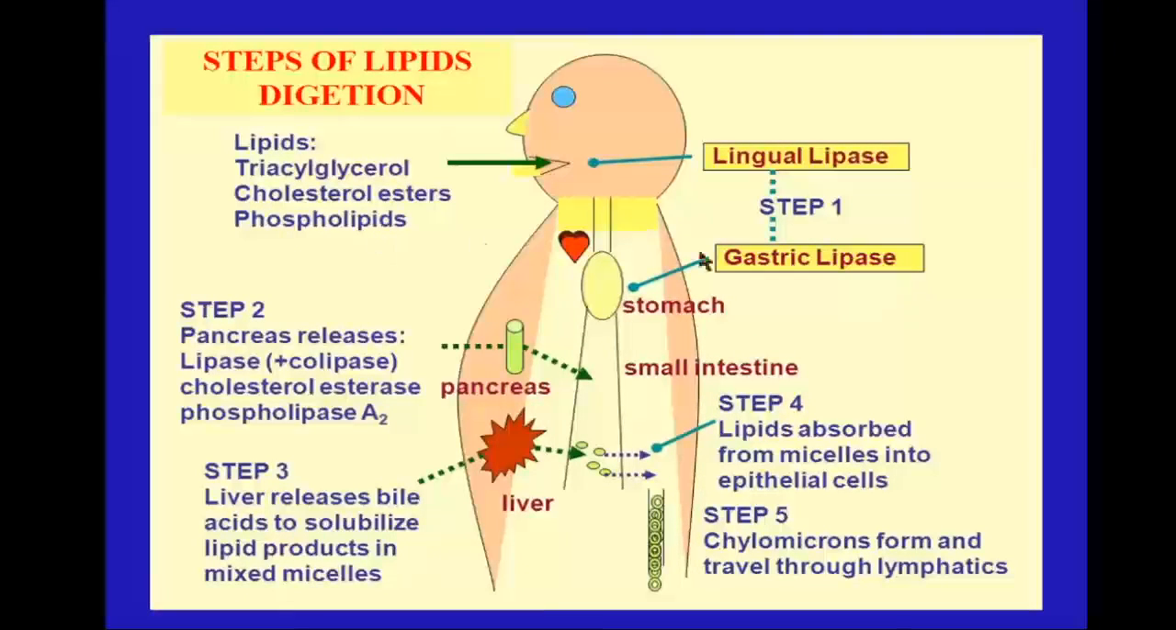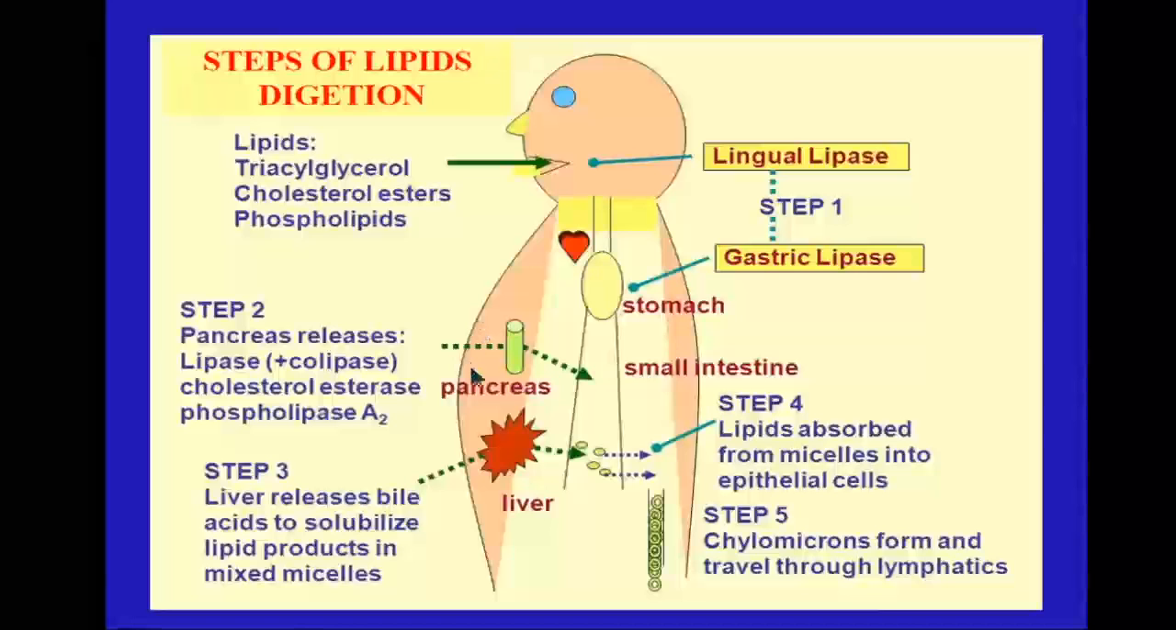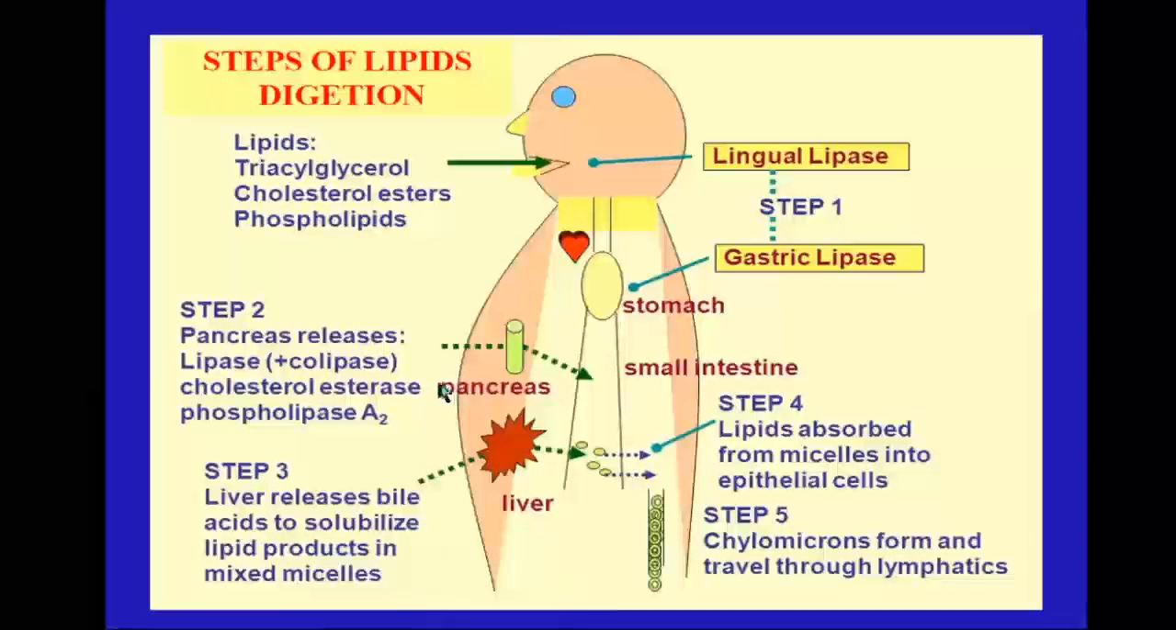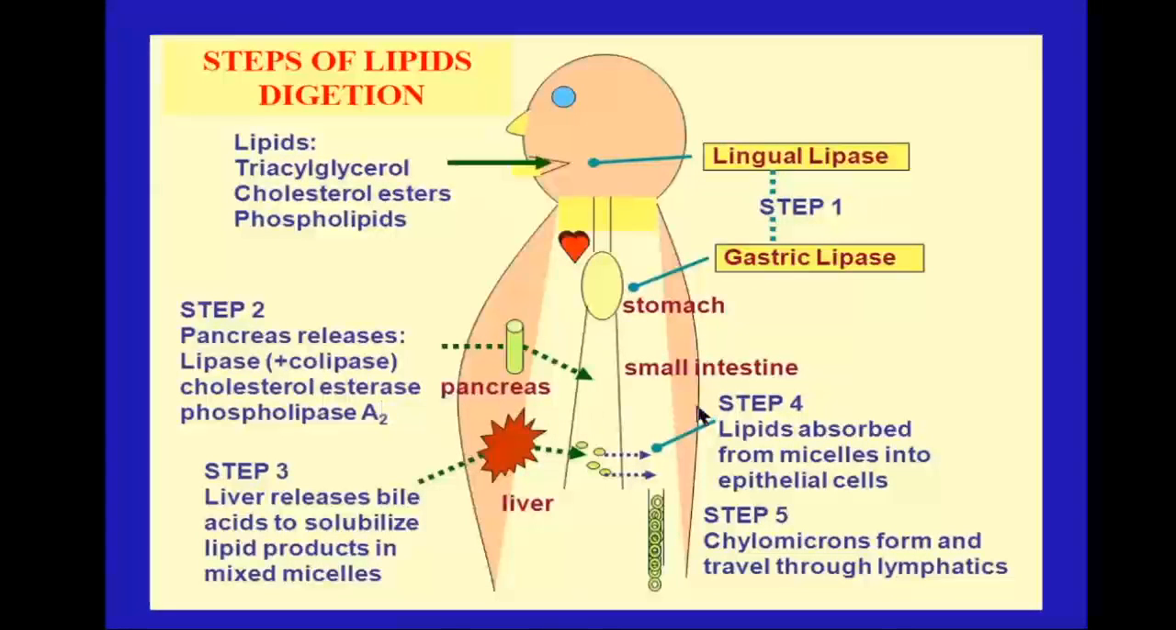The first step is the quick interaction of dietary lipids with enzymes from the oral cavity and stomach. A little bit further we will talk in detail. At this moment, step 1 is the interaction with lingual lipase and gastric lipase. The longer and more complicated step 2 is the interaction of lipids with pancreatic lipase, cholesterol esterase, and different phospholipases that are synthesized and secreted into the small intestine by the pancreatic gland.